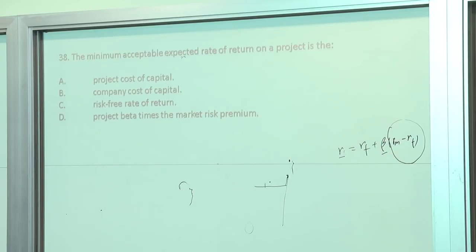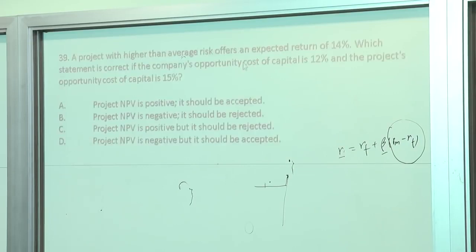Okay, let's do the other questions. The minimum acceptable expected rate of return on a project is the project cost of capital, right? That's A. A project with higher than average risk offers an expected return of 14%. Higher than average company level risk, which statement is correct if the company opportunity cost of capital is 12% and the project's cost of capital is 15%?